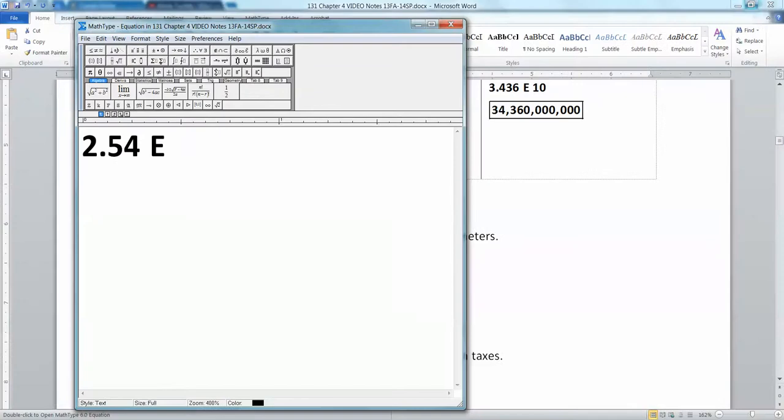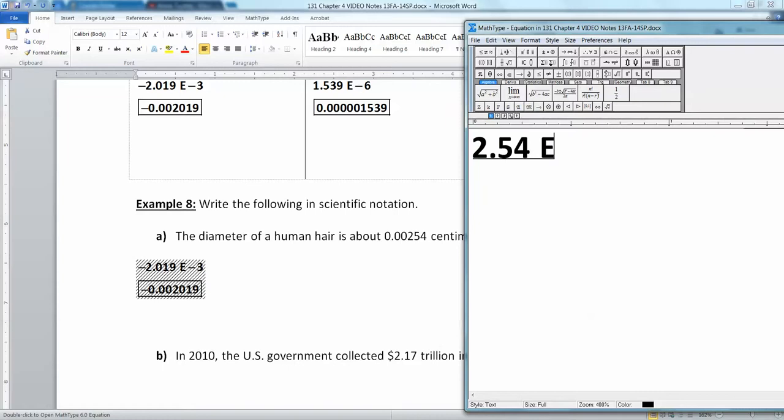E, block letter E, or times 10 to the, whatever makes you happier. And then how many spots do I need to move it? Let me write it out. It was 0.000254. I need to move the decimal spot one spot, two spots, three spots. So that's E negative 3 because you're making a small number here, right?